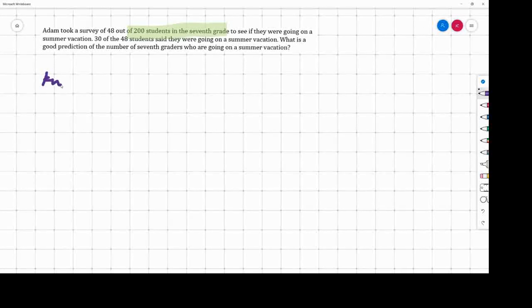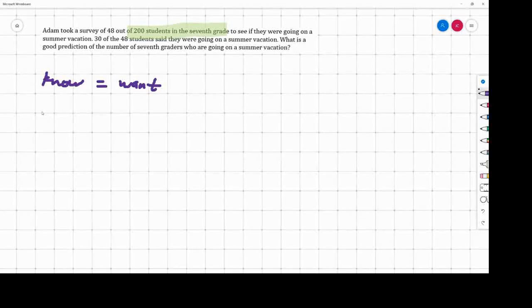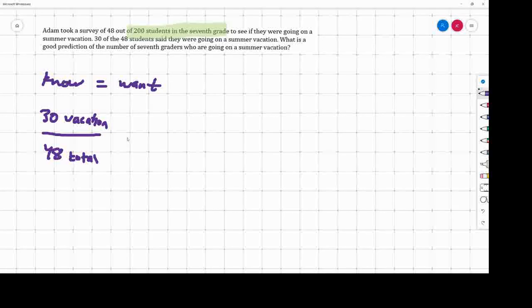So we can start the same way as the question we did earlier: what you know equals what you want to know. We know that with his sample, 30 said they were going on vacation, so I'm going to label that 30 vacation. And that was out of the 48 total that he surveyed. We're going to make a prediction about the rest of the 200 students without actually having to survey all of them, based on this sample that we took.